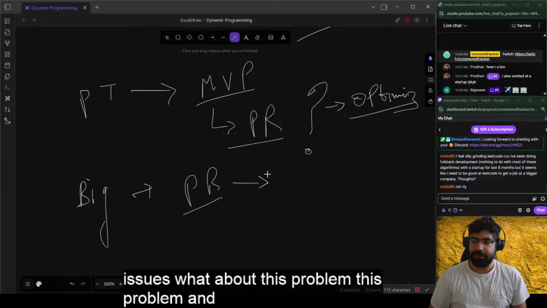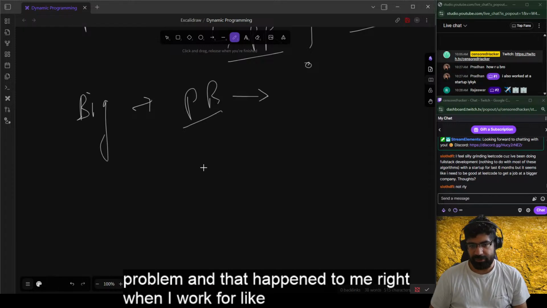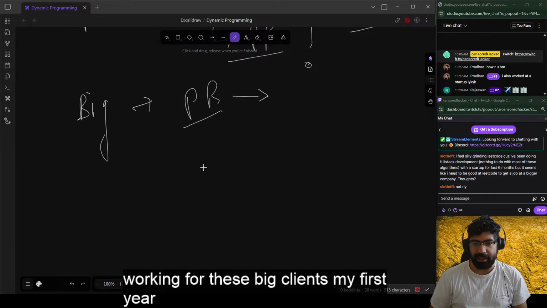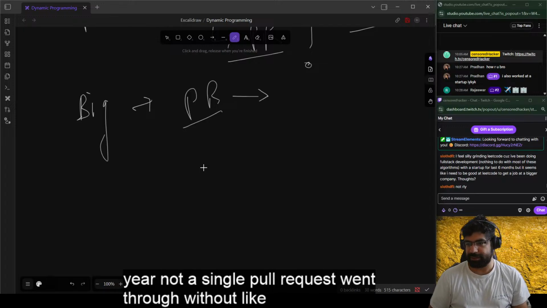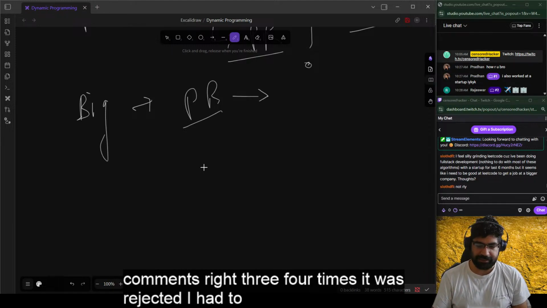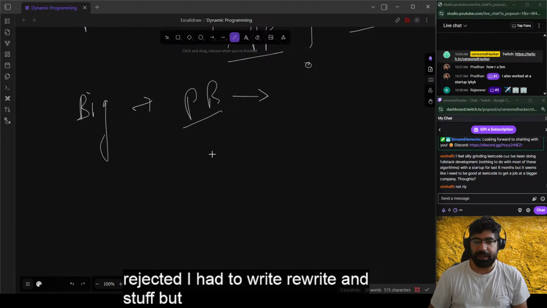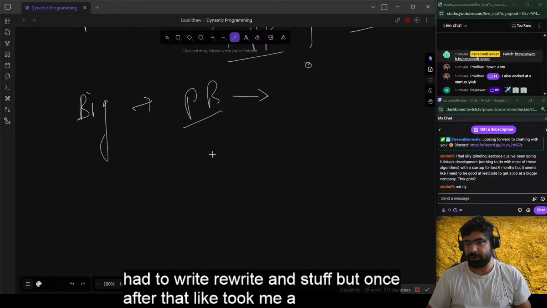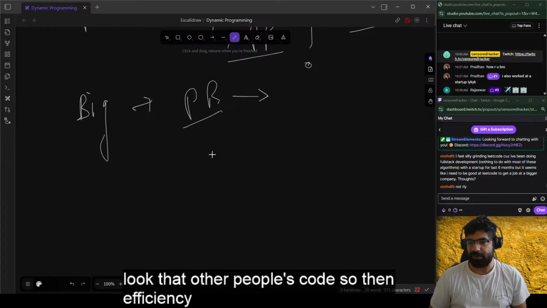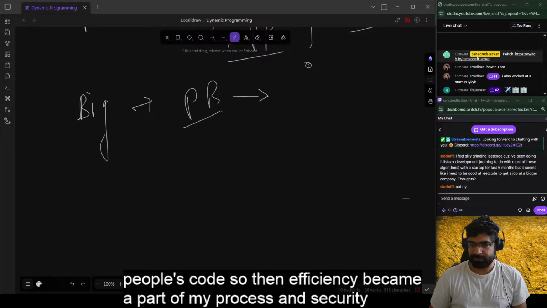And that happened to me. When I started working for these big clients, in my first year, not a single pull request went through without 3-4 comments. 3-4 times it was rejected. I had to rewrite and stuff. But it took me a year to learn, looking at other people's code. Then efficiency became a part of my process, and security also.